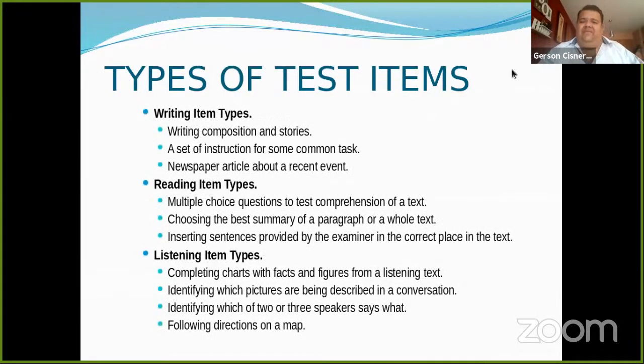What about writing item types? Chema, read the writing item types, please. Writing composition and stories, a set of instructions for some common task, newspaper article about a recent event. Very good. Very simple, right? Something that they know, something that is easy, and very important, teachers: if you want to have a writing item in your exam, make sure that it's the correct level. That's very important. If it's not the correct level, it's going to be really hard for the students. They will fail, most likely.